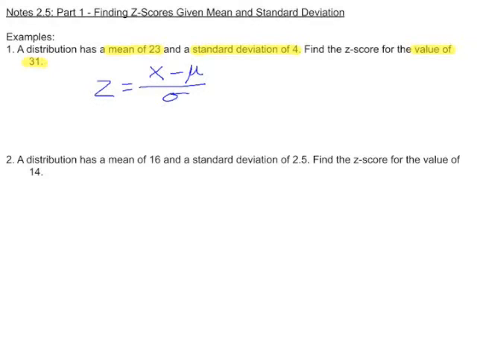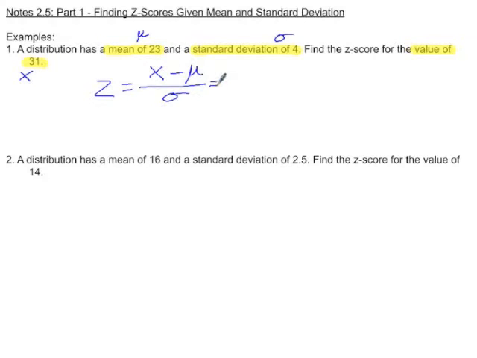So just looking at what the problem gives us, a mean of 23, right? Our symbol for mean is mu, so I'm going to label it. A standard deviation of 4, so I'm going to label that with the lowercase sigma. And finally, a value of 31. I'll label that with x.